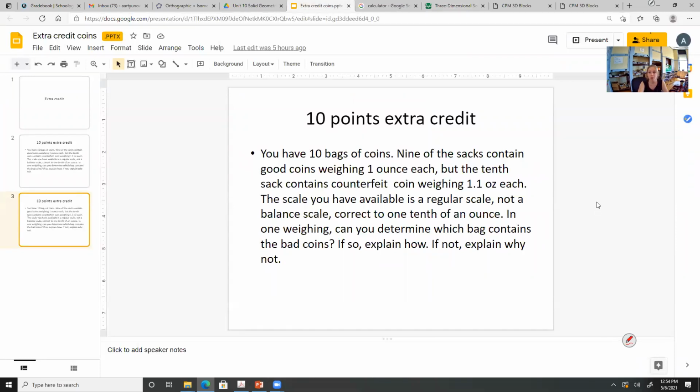I usually give a little bit challenging do now just to start the activity and just to have some talking with students. So here is the do now, which I presented to students: 10 points extra credit, 10 bags of coins. 9 of the sacks contain good coins weighing 1 ounce each, but the 10th sack contains counterfeit coins weighing 1.1 ounces each. And the question was how in one weighing students could identify which bag has counterfeit coins. After that, I transitioned to the lesson.